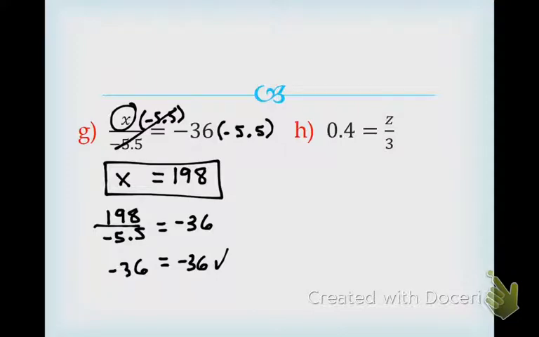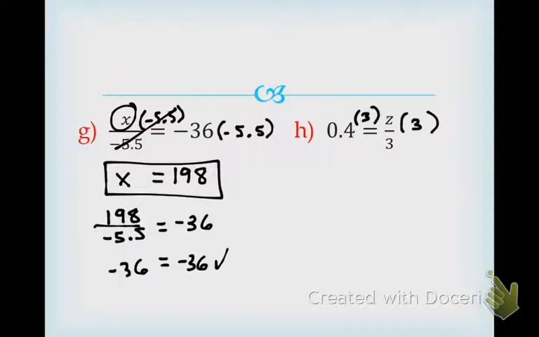Z. Let's get Z by itself. What is keeping Z from being by itself? Divide by 3. Thank you for saying divide by 3. What's the opposite of divide by 3? Multiply by 3. Okay, that's using the inverse operation. What I do to one side, I've got to do to the other.